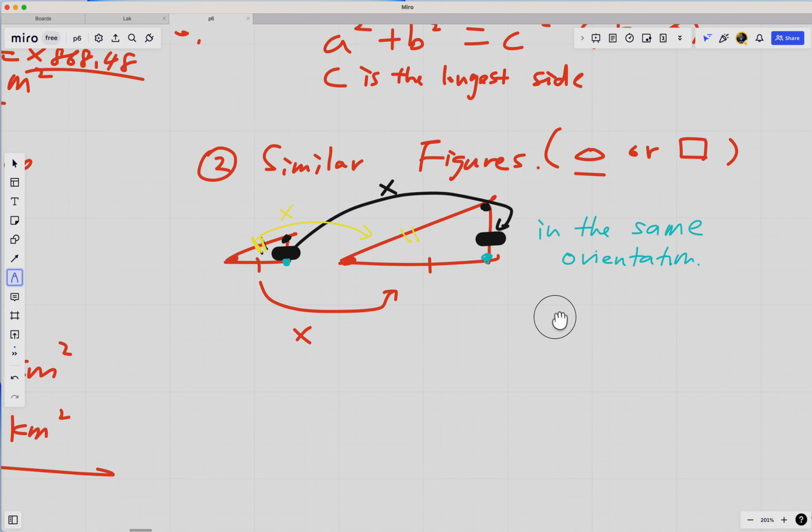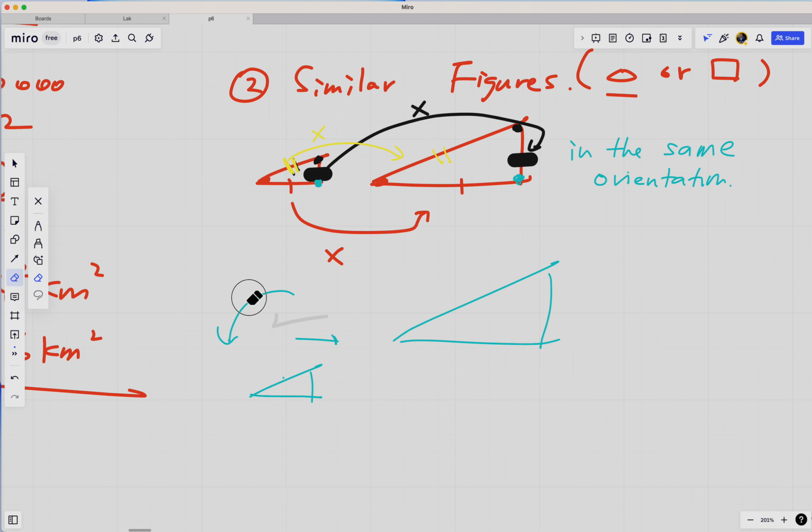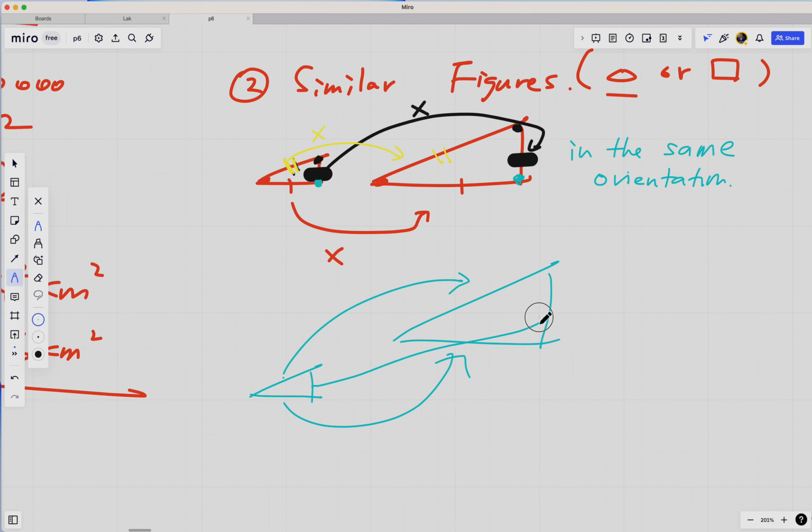What if they are not in the same orientation? Let's say I give you this. Then flip one of them, or rotate this. Why? Because once you rotate it, it's easier for you to match, right? Then you can see which one matches which one. Once you can match, if they are similar, then they times the same factor to get to that.